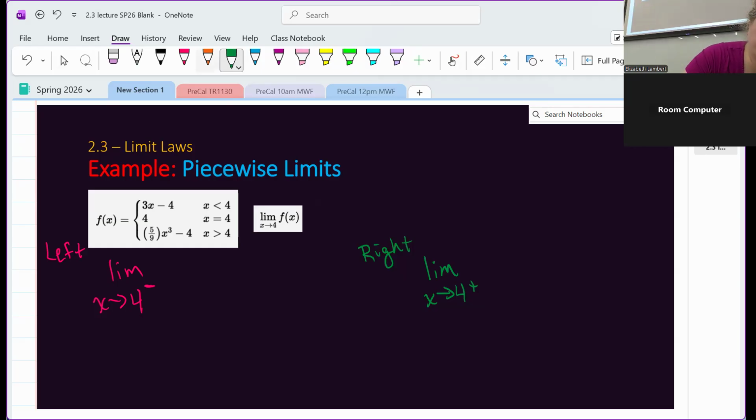So now when we look at this function up here, when x is to the left of 4, which direction is that? Left side of 4, is that a number smaller than 4 or bigger than 4? Yep. Now, when we're looking at our inequalities here, which of these inequalities is going to be the left side? Yep.